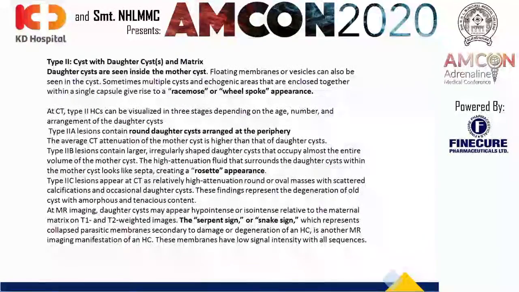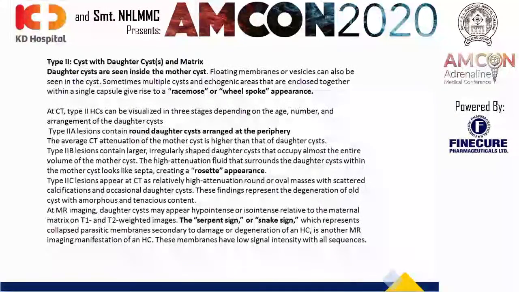Type 2 includes cysts with daughter cysts and matrix. Daughter cysts are seen inside the mother cyst. Floating membranes and vesicles can also be seen in the cyst. Sometimes the multilocular cyst and echogenic areas are enclosed together with a single capsule, giving rise to a rosette or spoke wheel appearance. At CT, type 2 hydatid cyst can be visualized in three stages depending on the age, number, and the arrangement of the daughter cysts.